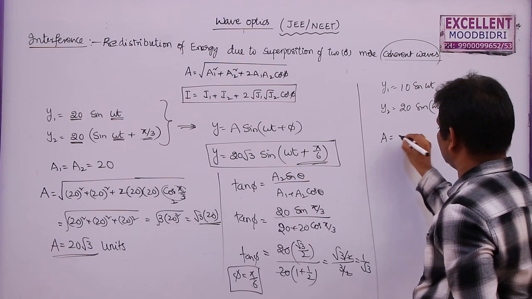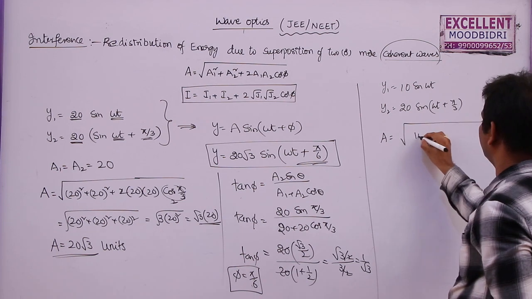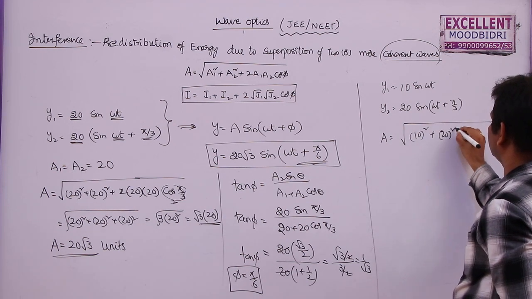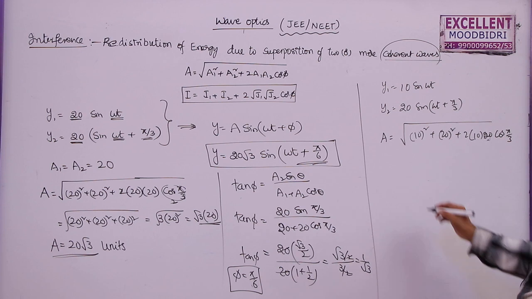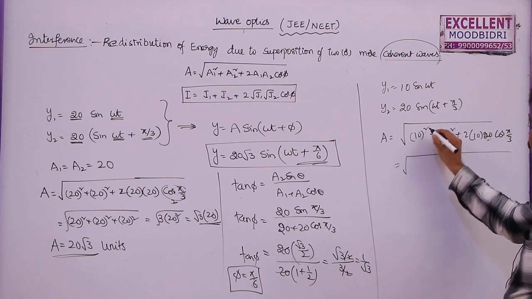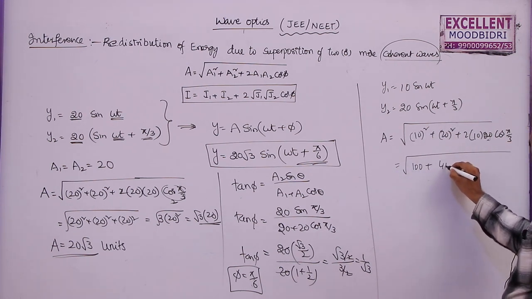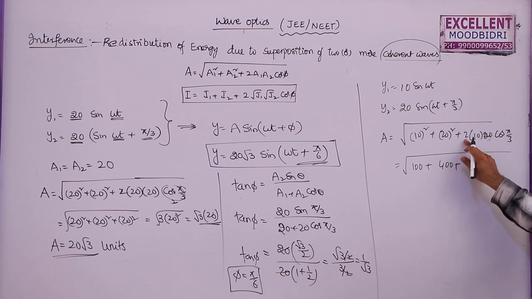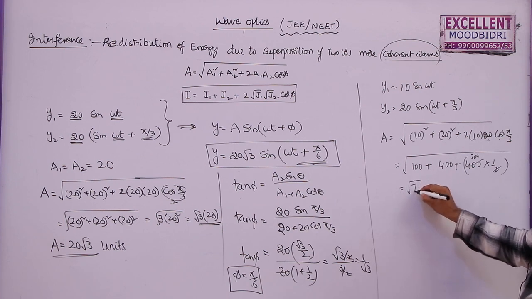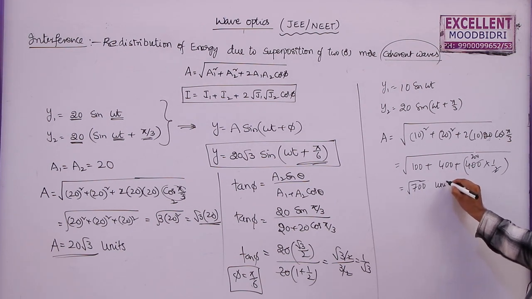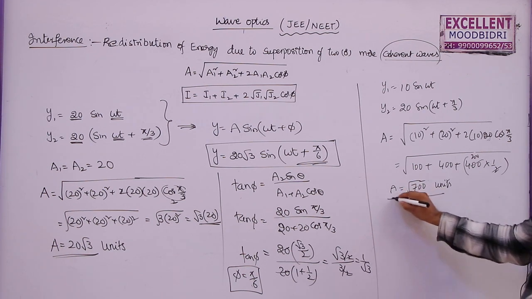So what is the resultant amplitude here? This becomes 10 squared plus 20 squared plus 2 into 10 into 20 into cos pi by 3. So that is 100 plus 400 plus 2 times 10 times 20, that is 400, times cos 60, which is 1 by 2, giving 200. The total is 700, so the amplitude is root 700 units. So this is the resultant amplitude here.